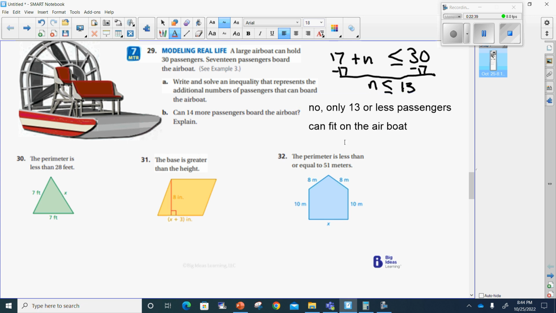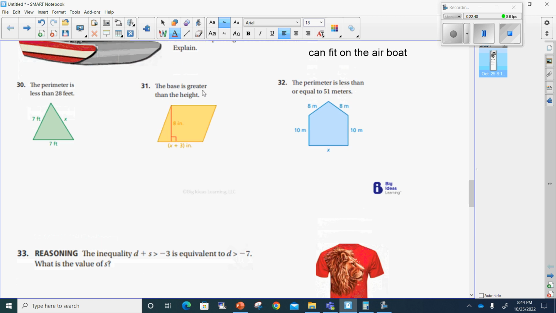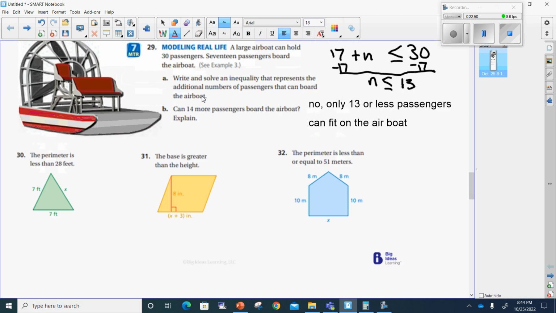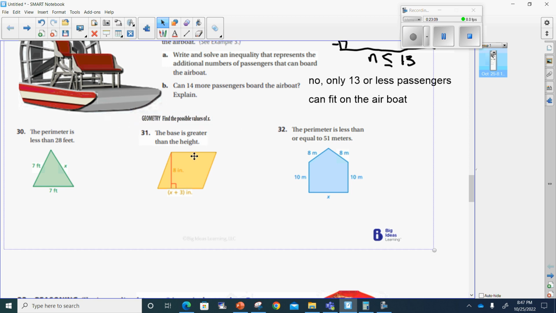Okay. Let's go to number 31 now. 31 says, the base is greater than the height. What are we doing here? I'm going to have to find out what the instructions are. Hold on a second. All right, I found the instruction. It says, find the possible values of x. Okay, so let's make that more readable. All right, find the possible values of x.